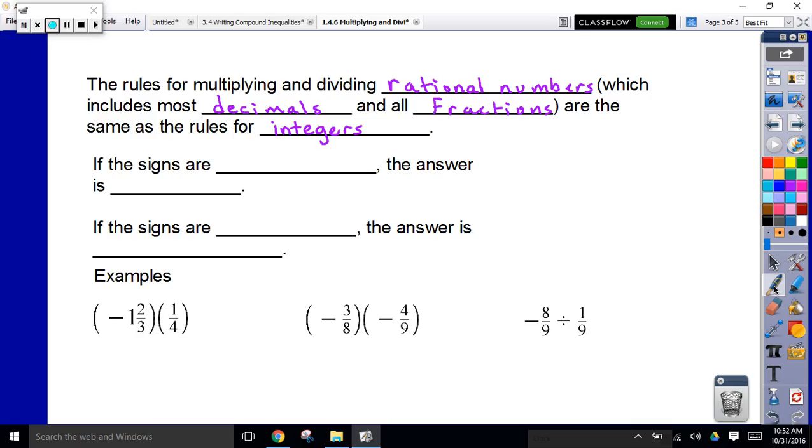Okay, so if the signs are the same, the answer is positive. If the signs are different, the answer is negative. And that's all we have to keep track of. All of the rest of the rules for multiplying and dividing fractions are the same. We just have to add in these negative number rules.